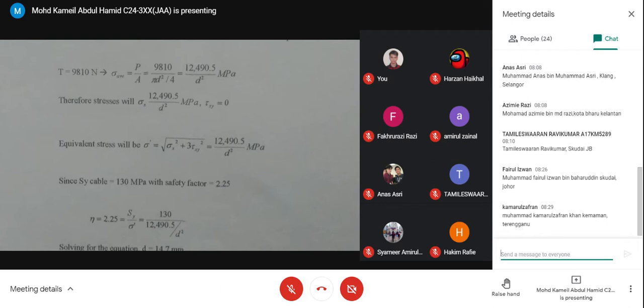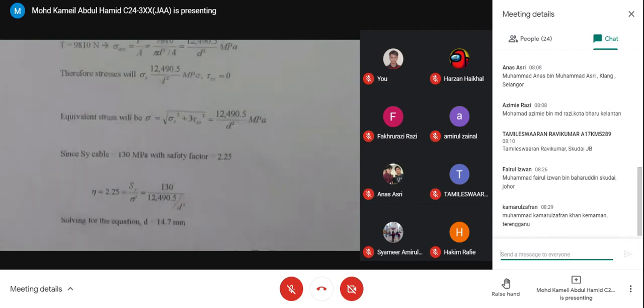Then use the equation safety factor equal to SY over sigma prime. The safety factor is 2.25. The SY value of 130 megapascal is given. So get your D value. D value is 14.7.